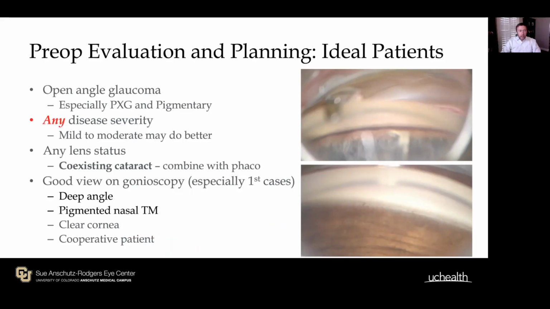So preoperatively evaluating patients, your best candidates are any patient with open angle glaucoma or any secondary open angle glaucoma, and any disease severity, although mild to moderate patients may do better than more severe. Any lens status can be included. Those eyes that have a coexisting cataract, it's nice to pair at the time of cataract surgery. But you want to select for your first few cases eyes that have a deep angle and a nicely pigmented or easily identified trabecular meshwork, like in the top gonioscopy image. Those eyes with more lighter pigment can be a little more challenging identifying those structures for your first few cases.